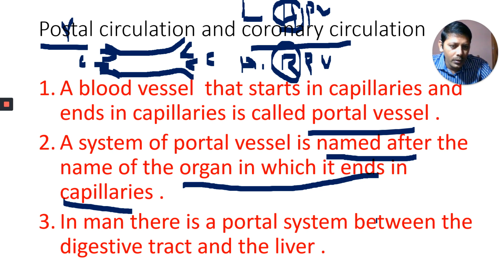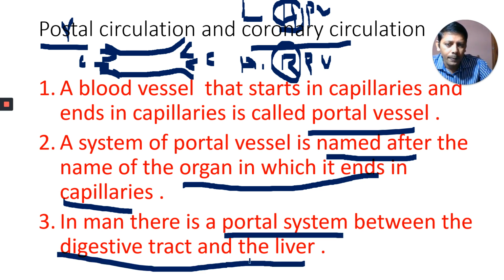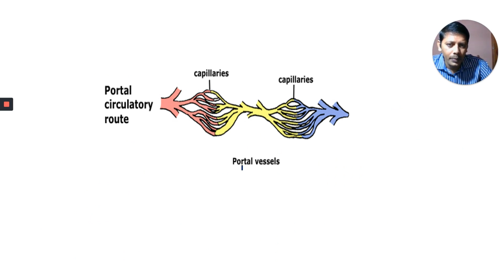In man, there is a portal system between the digestive tract and the liver. Let us see what is meant by portal vessel here. This is the portal vessel, which starts as well as ends in capillaries.